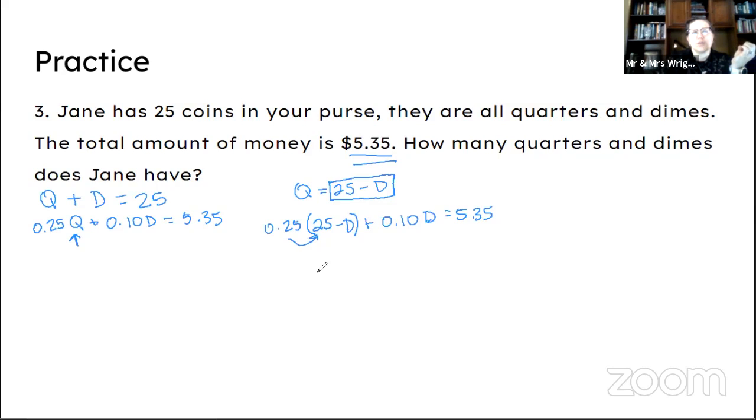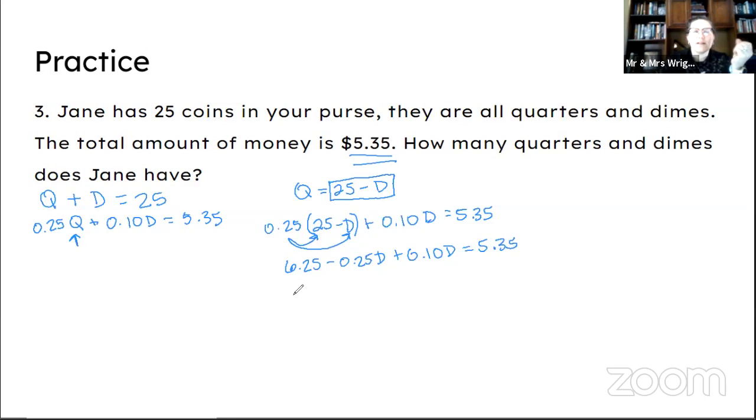Now I'm going to use my distribution property. I'm going to multiply what's out here to everything inside. And I'm going to use my calculator. Using my calculator, 0.25 times 25, I get 6.25 minus 0.25 times negative d is going to be a negative answer. 0.25 d plus 0.10 d equals 5.35.